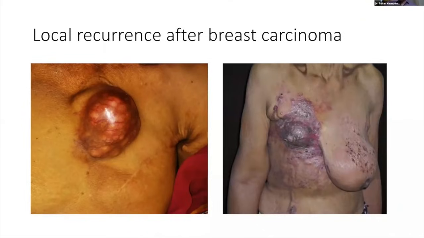So this is local recurrence after breast cancer, and local recurrence can either come as a mass, or you can see that there can be multiple small skin lesions. This is known as cancer en cuirasse, when the cancer encases the chest wall, and we can detect local recurrence. The best investigation is MRI.